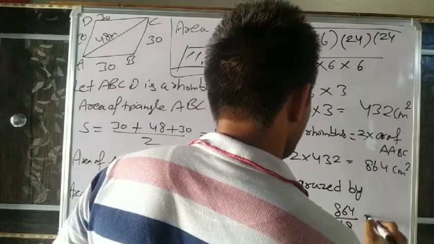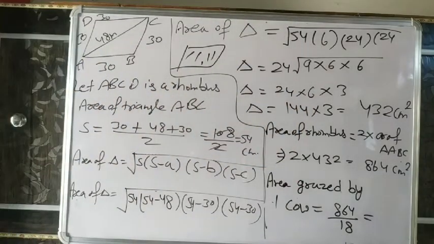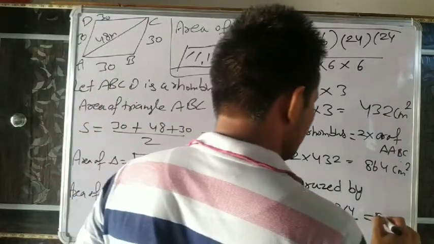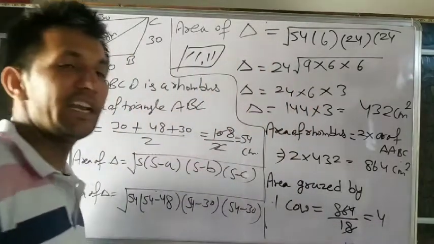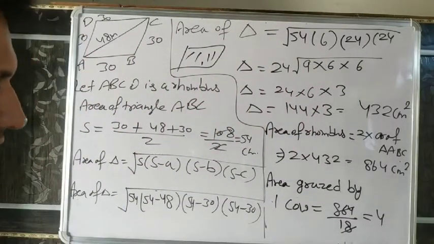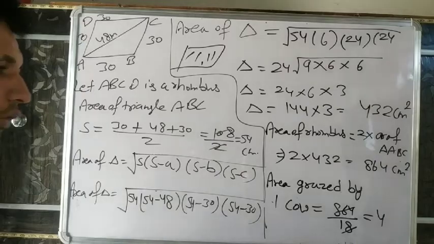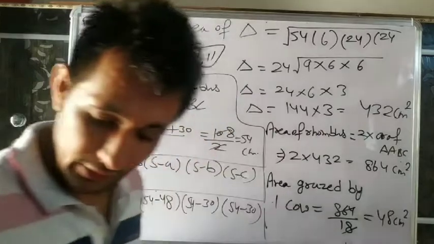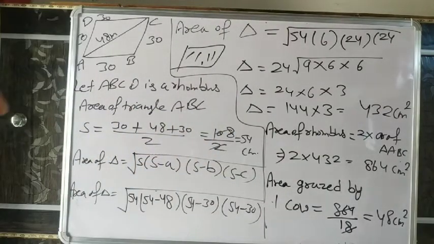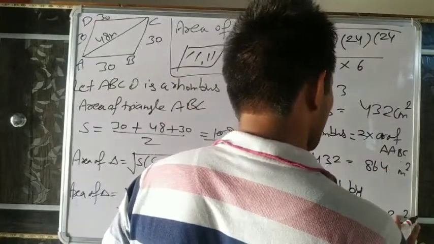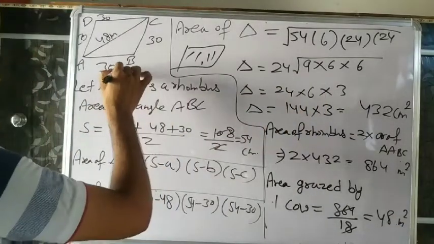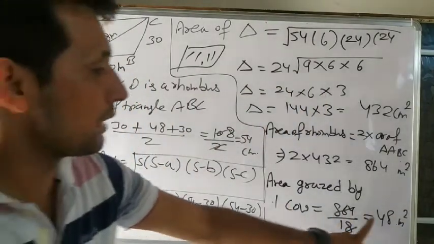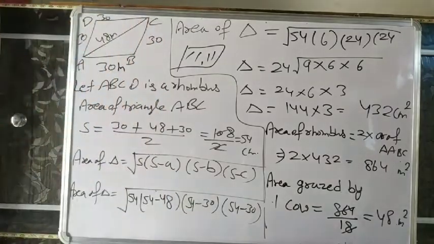864 divided by 18, because the total area is grazed by 18 cows. So 18 for the 72. 18 for the 72. How much remains? 144. 18 eights are 144. I think it is given in meter. Yes, meter, so it is meter square. So how much area is grazed by one cow? 48 meter square. Understand? Note it down.